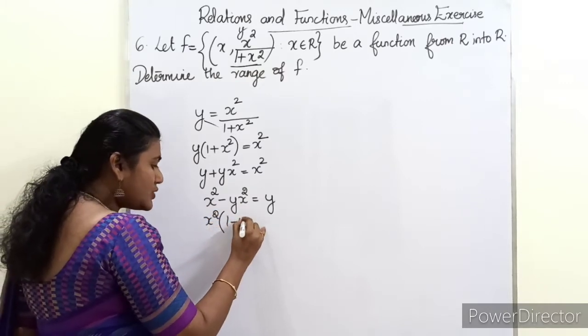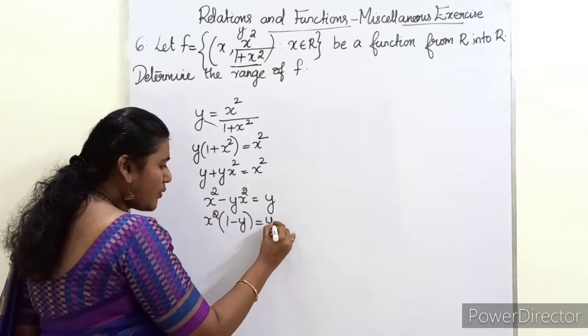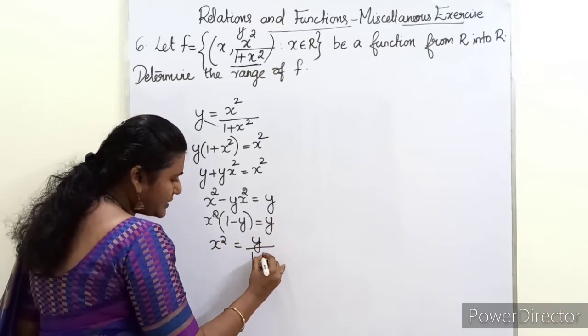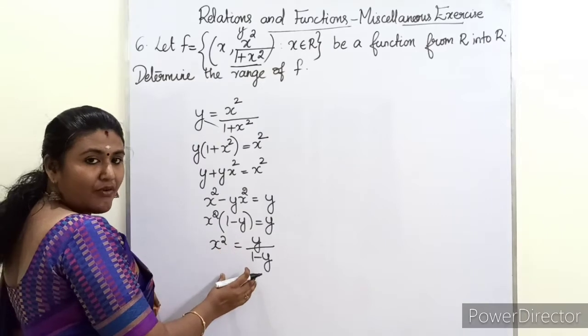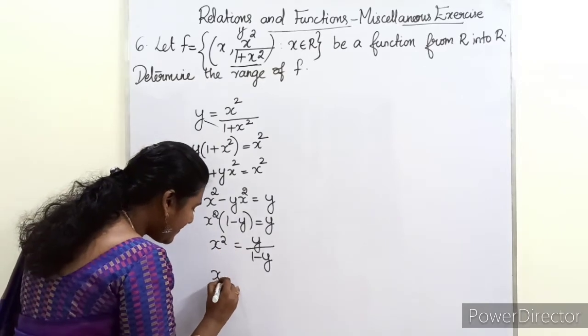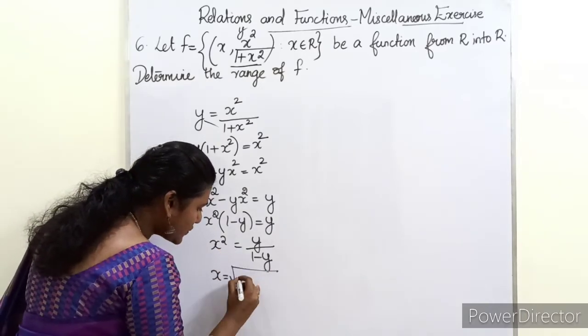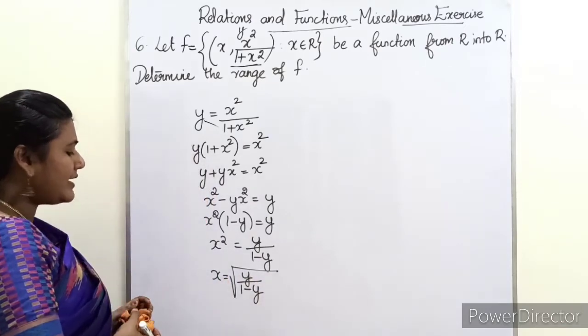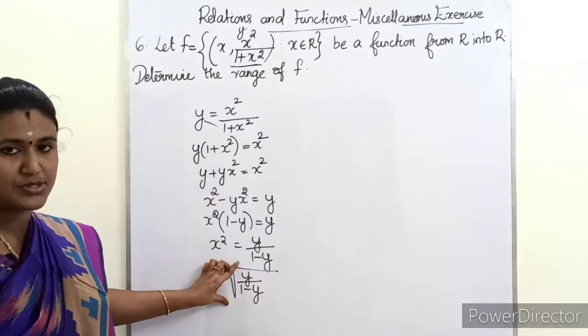So x square into 1 minus y is equal to y. So x square equal to y by 1 minus y. So this is the value of x square. From this we will find the value of x, that is root of y by 1 minus y. So we got the value of x in terms of y.